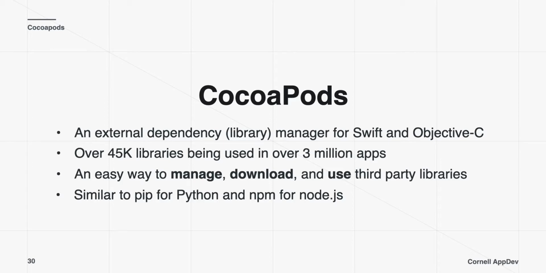And then we'll talk about CocoaPods. CocoaPods is basically a way to manage all of the libraries you're using in your project. There are over 45K libraries. People put out their code publicly for you to use, and there are so many of them, so it's really nice to have that. CocoaPods just makes managing your libraries a lot easier. If you use pip in Python or npm in Node.js, it's basically the same thing.